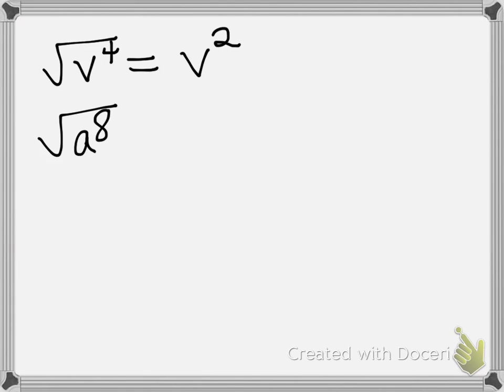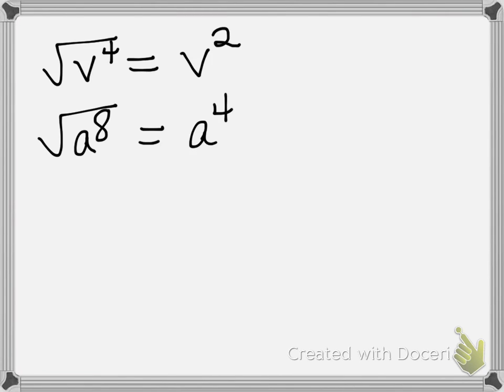So let's say you've got the square root of v to the 4th. Anytime you have an even exponent, you can always take the square root of an even exponent. Always, always, always, always, always. That is so easy. And the answer is it comes out of the radical and it's half the original exponent. So let's try that one again. Let's do the square root of a to the 8th. Well, that's just going to be a to the 4.